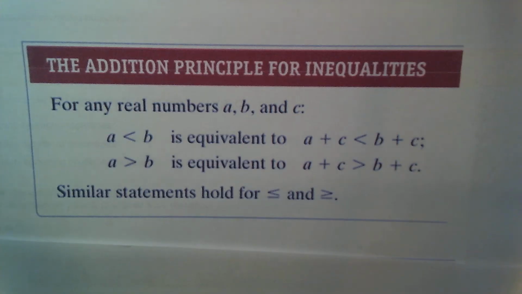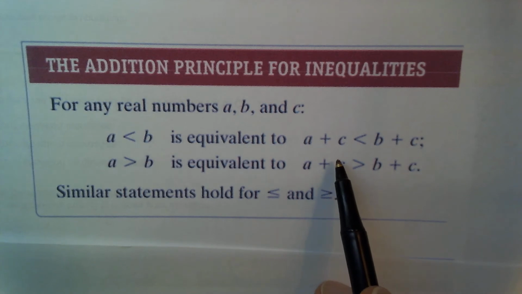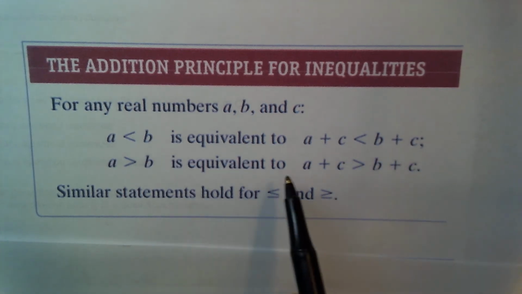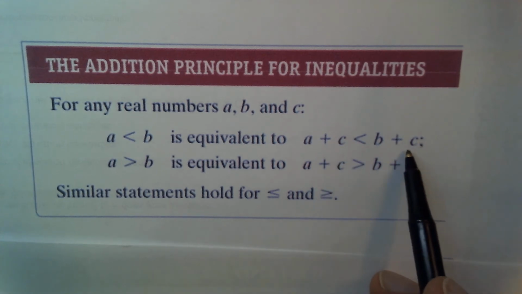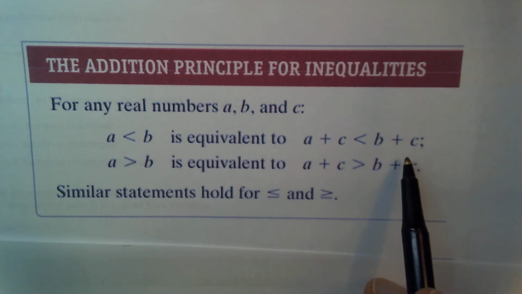Next, we will talk about the addition principle for inequalities. When we have real numbers a, b, and c, then a less than b is equivalent to a plus c less than b plus c. In other words, when we add the same quantity to both sides of an inequality, we've got the same inequality. In other words, we have the same solution set.